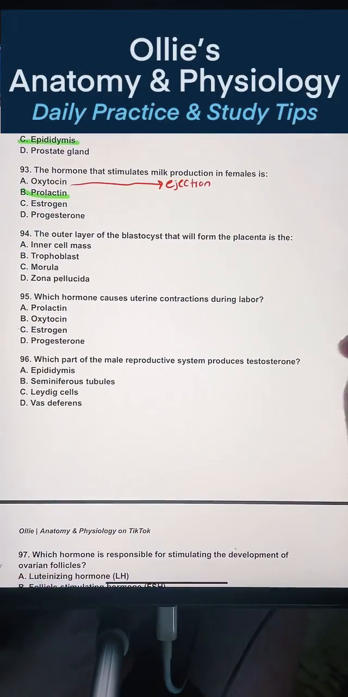Number 94, the outer layer of the blastocyst that will form the placenta is what?